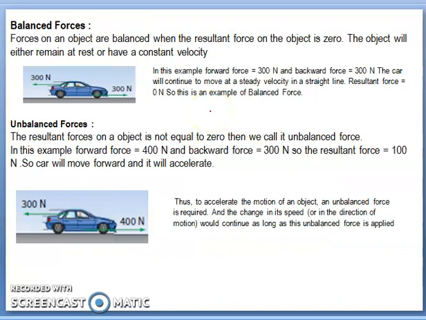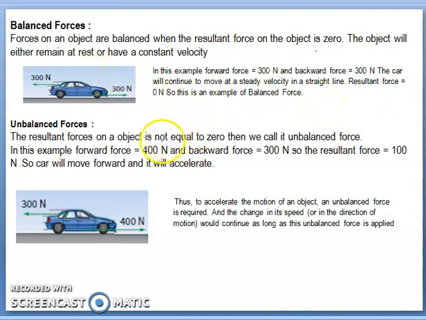Okay, so now there are some types of force like balanced force and unbalanced force in motion. When the resultant force acting on the object is zero, then we call it a balanced force. If you see this figure, 300 Newton is acting in the backward direction and 300 Newton is acting in the forward direction. Force is a vector quantity, so to find the resultant force, 300 minus 300 equals 0, so that's why we can say this is a balanced force.